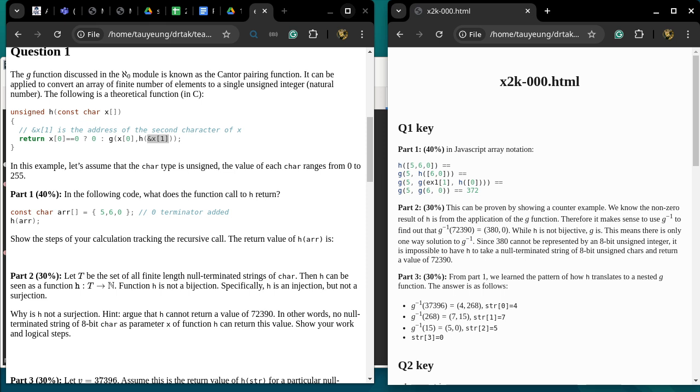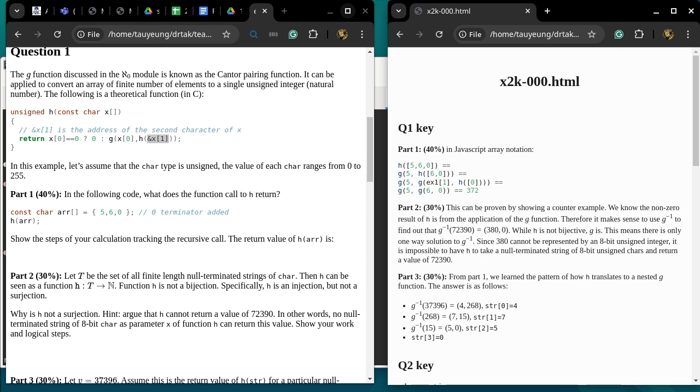In the very end, the bottom line is it will be g of 5, comma, g of 6, comma, 0, close paren, close paren, which in this case turns out to be 372. So I'm just going to pause here, with part 1.